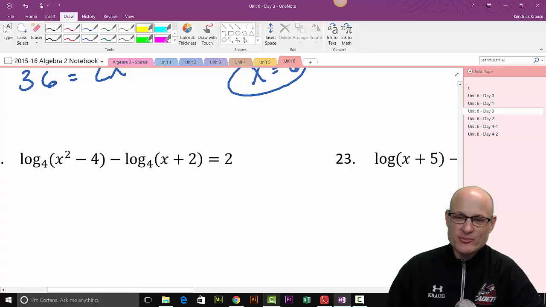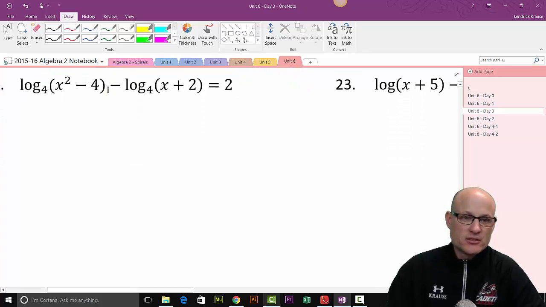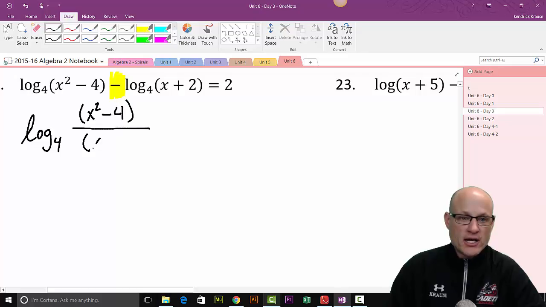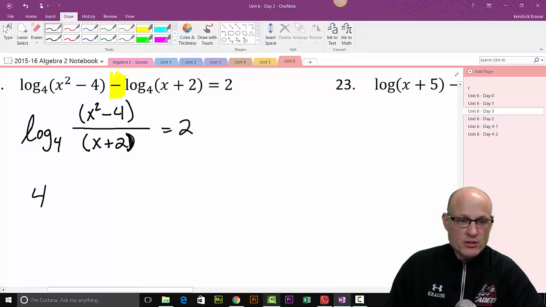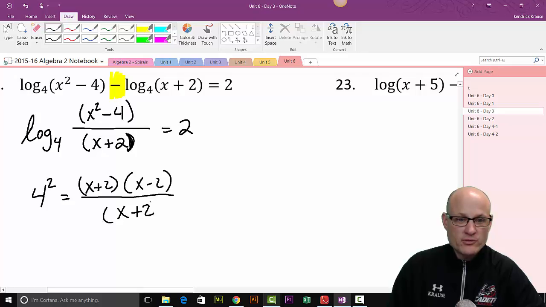All right, so we have subtraction. Subtraction reverts or condenses to division. So log base 4 of x squared minus 4 all over x plus 2 equals 2. It's all about that base. So we get 4 squared is equal to x plus 2, x minus 2 all over x plus 2.